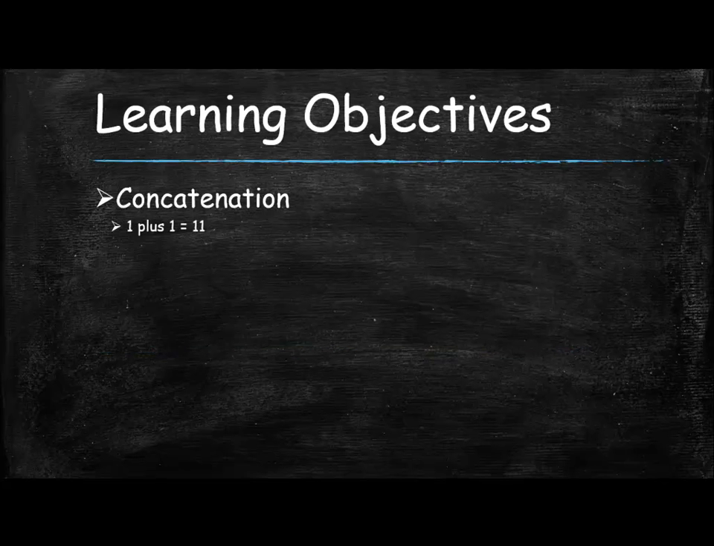In this video we're going to learn how we take 1 plus 1 and it equals 11. This concept is called concatenation. This is where we're going to take the object of a 1 and put it next to the object of another 1 and end up with an 11.